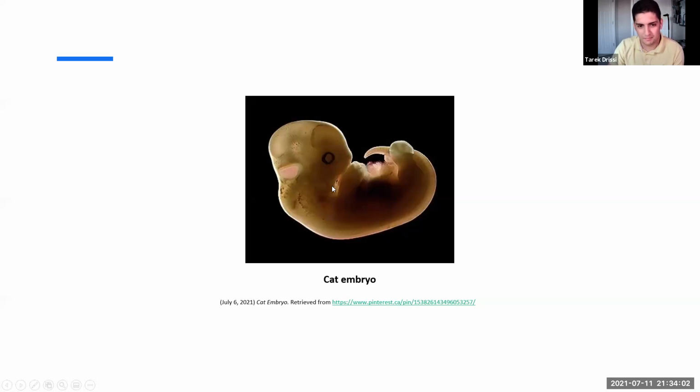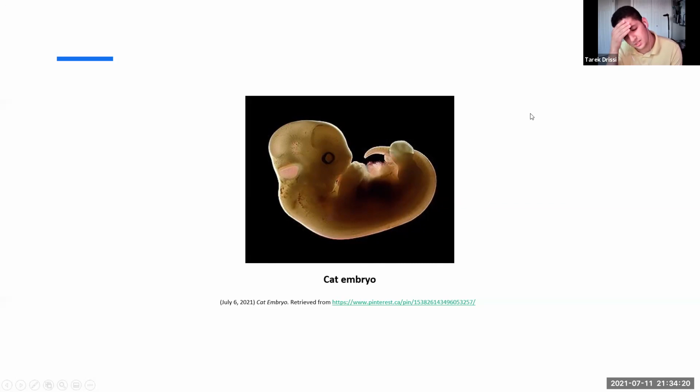So they all do look very similar. They grow in this sort of curved shape. And of course, this would be embedded in the uterine wall while it's developing. So this has just been removed from that.